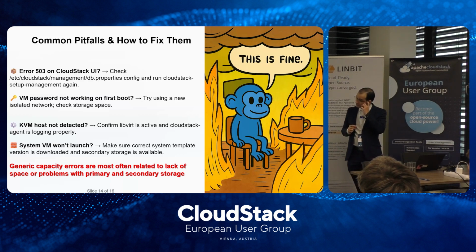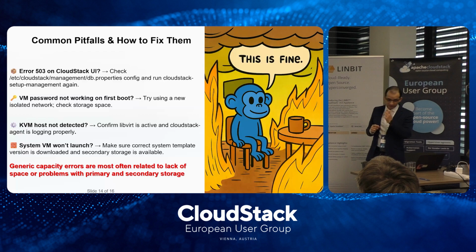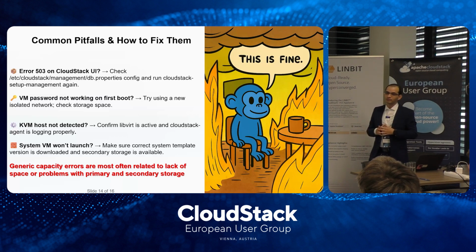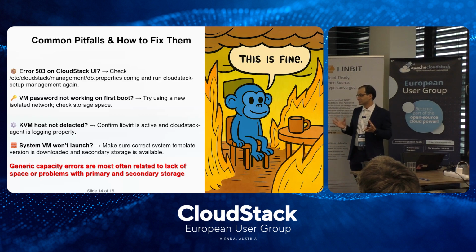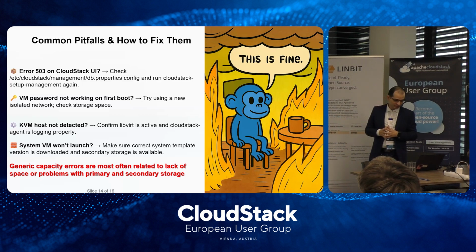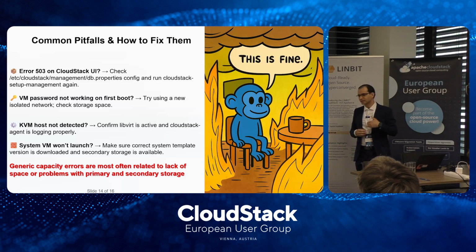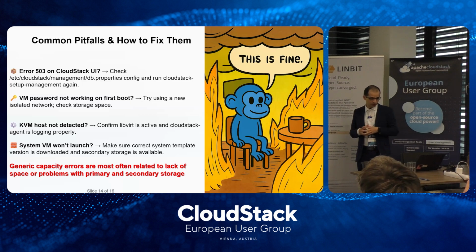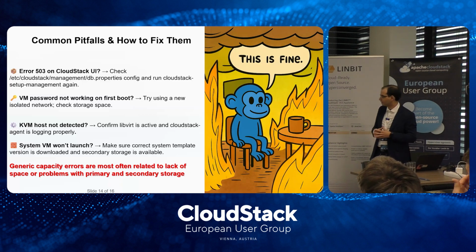We have had along our path with CloudStack many generic capacity errors, and sometimes you have no idea because it's only saying generic capacity error and you don't have much info about it. But after digging and digging, we noticed again that the primary storage and the secondary storage are crucial. If you have problems with those, then everything could fail.